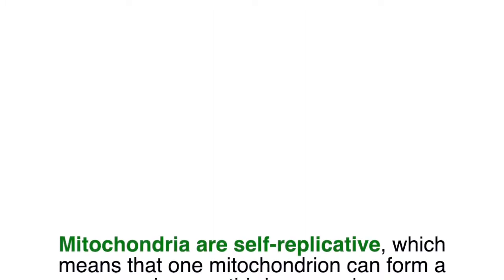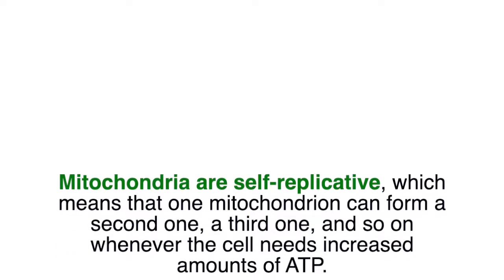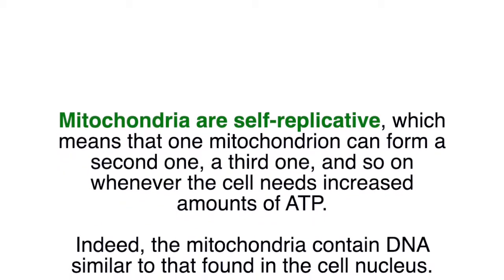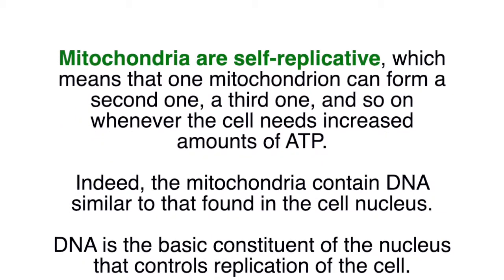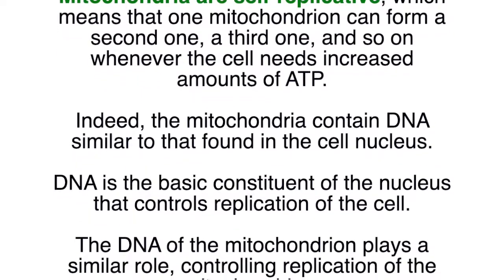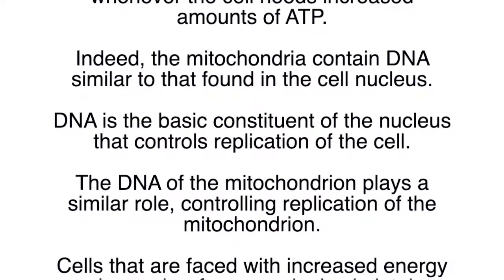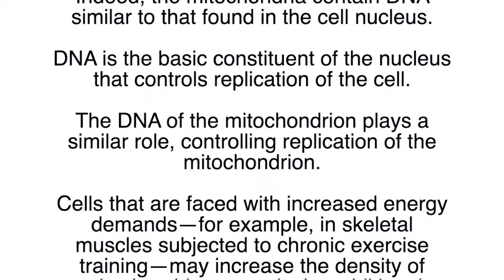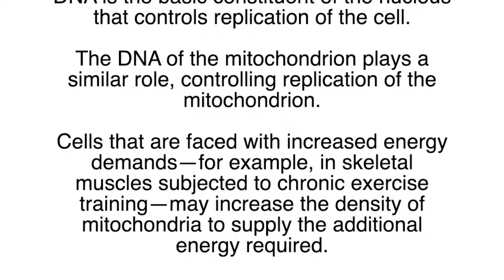Mitochondria are self-replicative, which means that one mitochondrion can form a second one, a third one, and so on, whenever the cell needs increased amounts of ATP. Indeed, the mitochondria contain DNA similar to that found in the cell nucleus. DNA is the basic constituent of the nucleus that controls the replication of the cell. The DNA of the mitochondrion plays a similar role, controlling replication of the mitochondria.